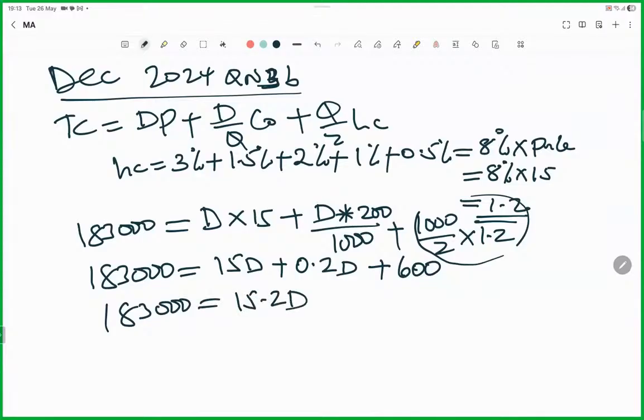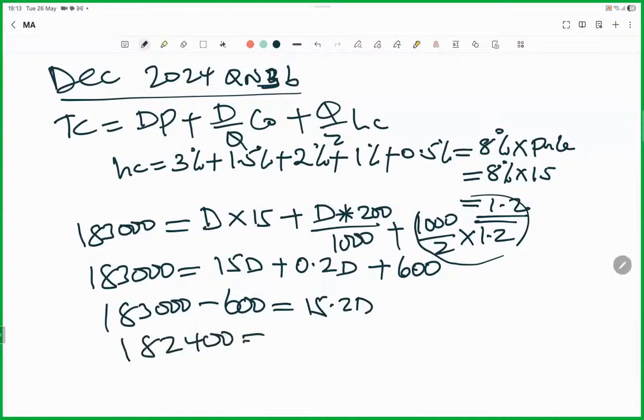No, I'm wrong. Very wrong. So take this other side: minus 600 equals 15.2D. So are you able to give me this difference? What is 183,000 minus 600? 182,400 equals 15.2D. So then D will be equal to 182,400 divided by 15.2.